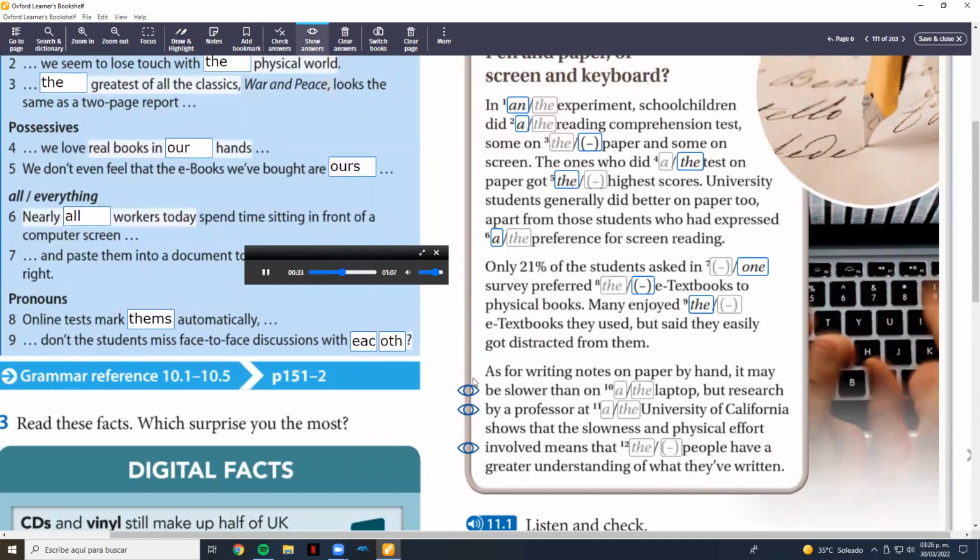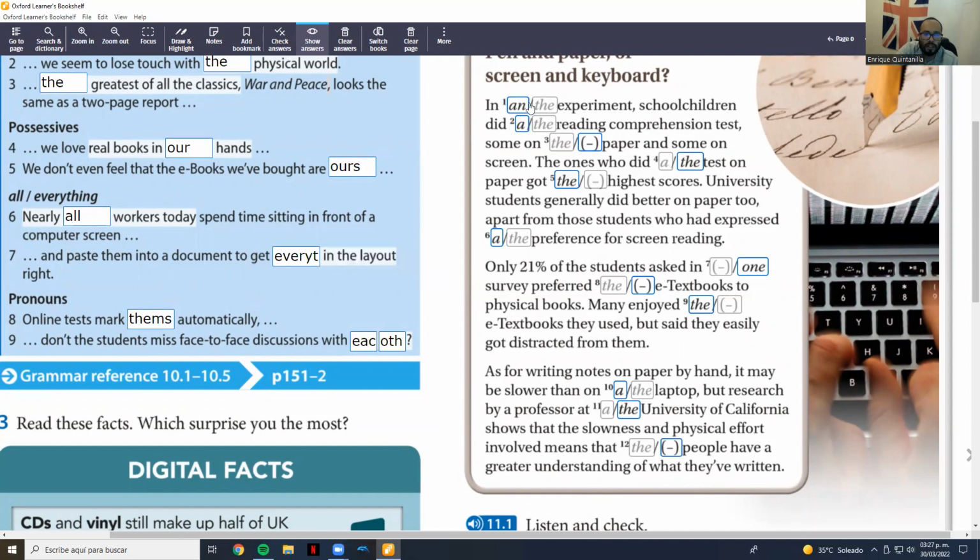Only 21% of the students asked in one survey preferred e-textbooks to physical books. Many enjoyed the e-textbooks they used, but said they easily got distracted from them. As for writing notes on paper by hand, it may be slower than on a laptop, but research by a professor at the University of California shows that the slowness and physical effort involved means that people have a greater understanding of what they've written.